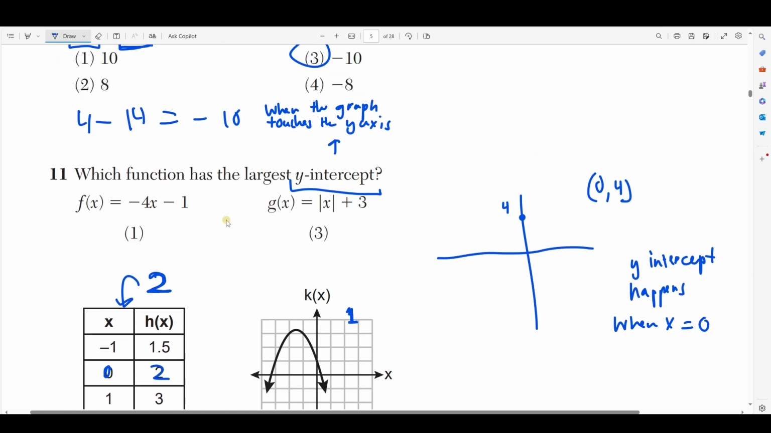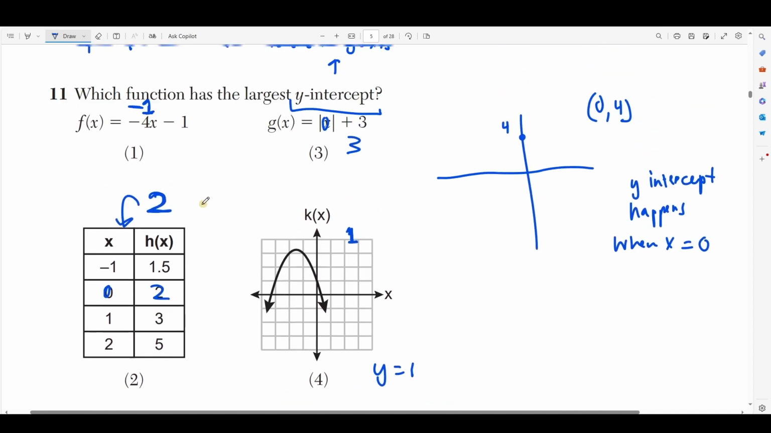Okay, and we could solve for the y-intercept here. f of 0, so plug in 0 for x. Negative 4 times 0 is 0, and that's going to be negative 1. So the y-intercept here is negative 1. Here, let's do the same. The absolute value of 0 is 0, and 0 plus 3 is 3. So which one of these has the largest y-intercept? 1, 2, negative 1, or 3? The answer is 3, right? Because 3 is the largest out of those numbers.